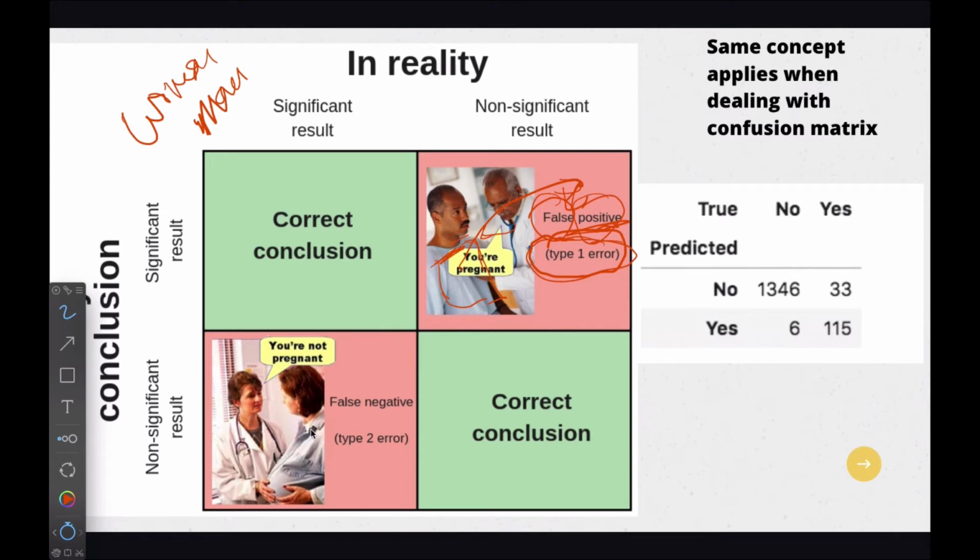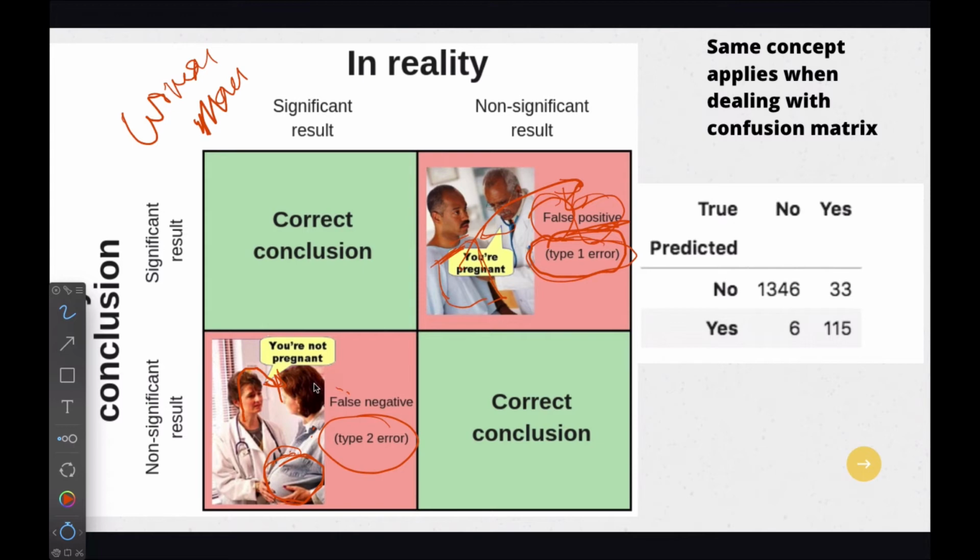Now if a woman is pregnant and goes to the hospital for a pregnancy test, we expect the results to come out as pregnant, because we all can see the woman is pregnant. However, if the doctor says, oh, you are not pregnant, whilst the doctor really knows that the woman is pregnant, then we are making a type 2 error, right? We are making a false negative.